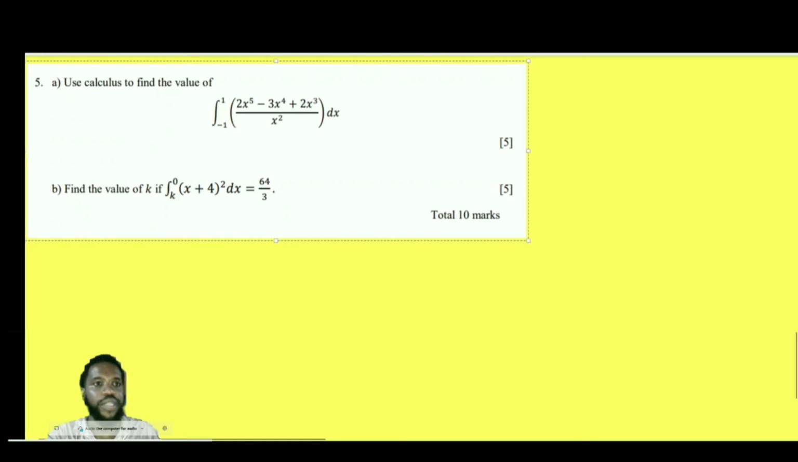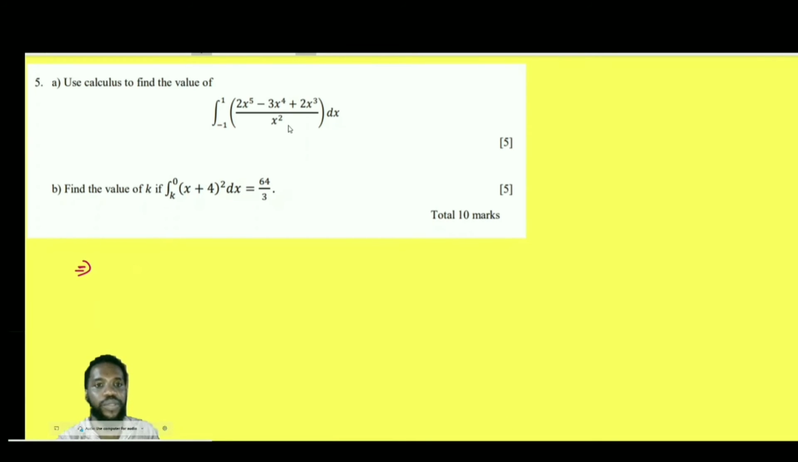Alright, we're now moving to question 5. Let's get right into it. It says use calculus to find the value of the integral of 2x squared minus 3x to the 4 plus 2x cubed over x squared with respect to x between -1 and 1. Alright, so we have what is called a definite integral here. Okay, let's get right into it.